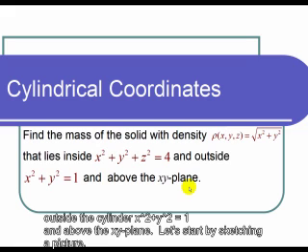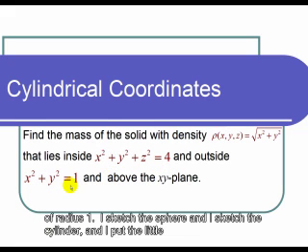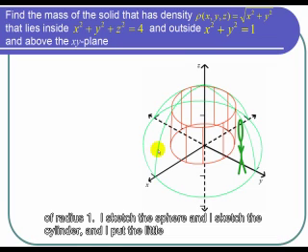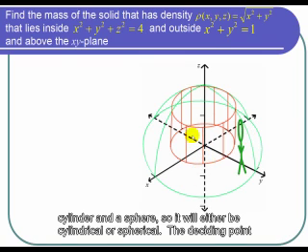So let's start by sketching a picture. We have the sphere centered at the origin of radius 2 and a cylinder centered at the origin of radius 1. So I sketch the sphere and I sketch the cylinder and I put the little man standing up and down, and I'm going to use cylindrical coordinates. I have a cylinder and a sphere, so it's either going to be cylindrical or spherical.